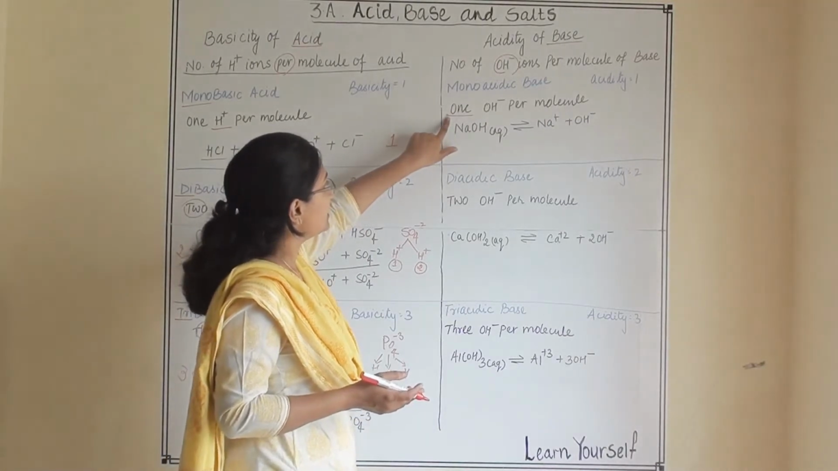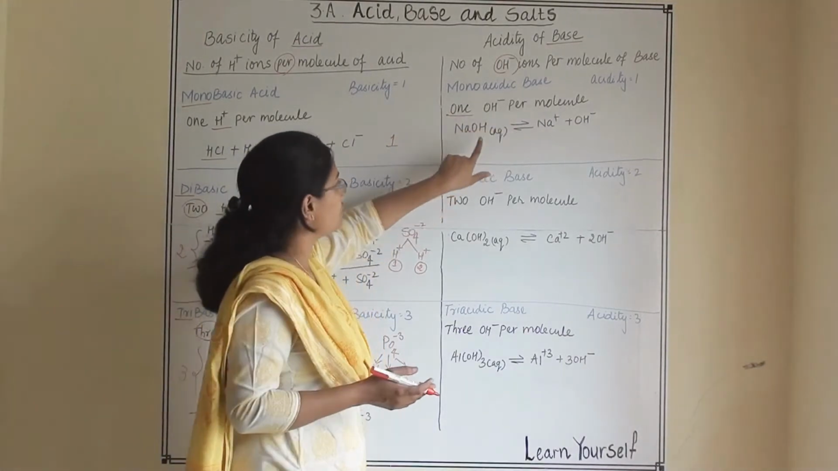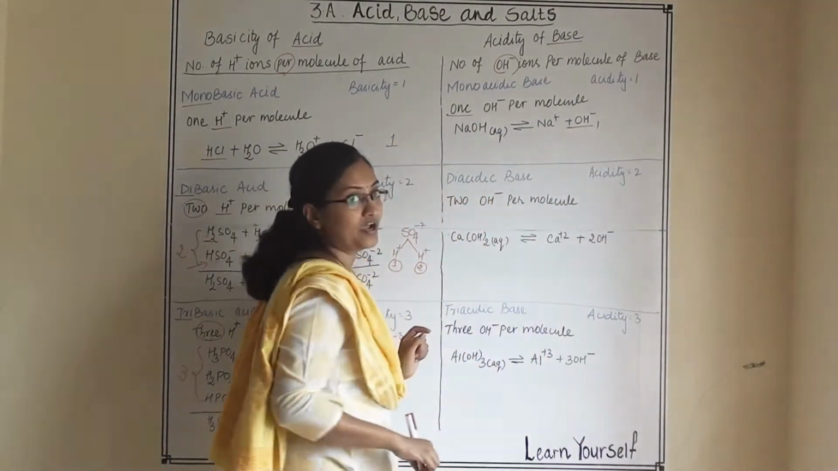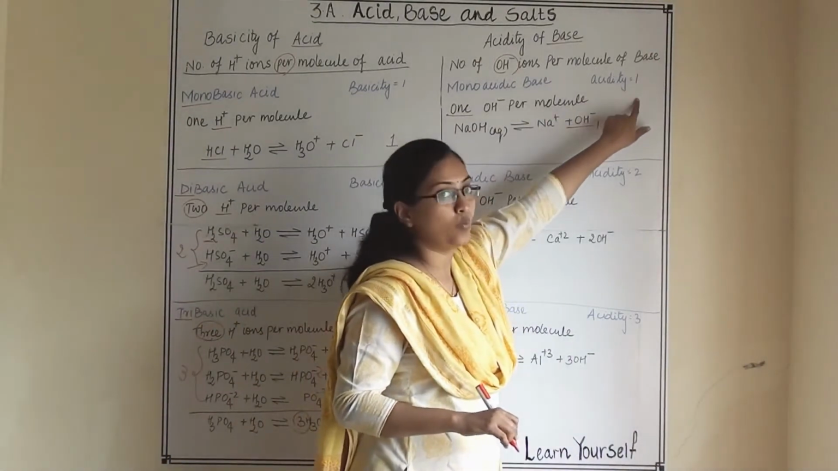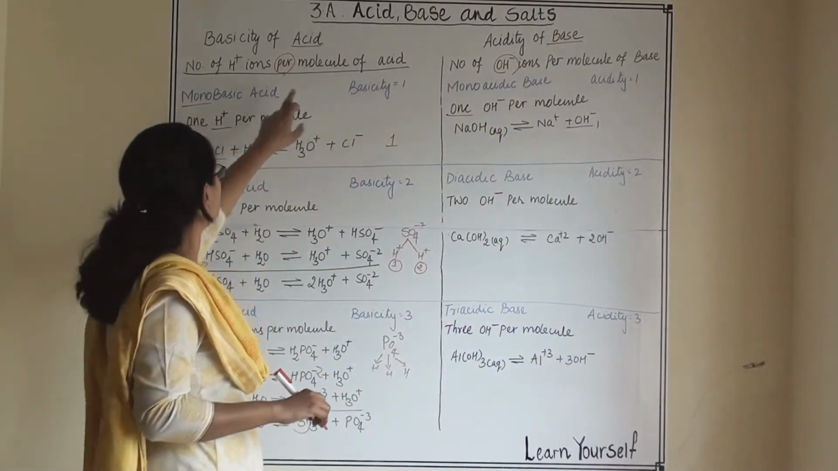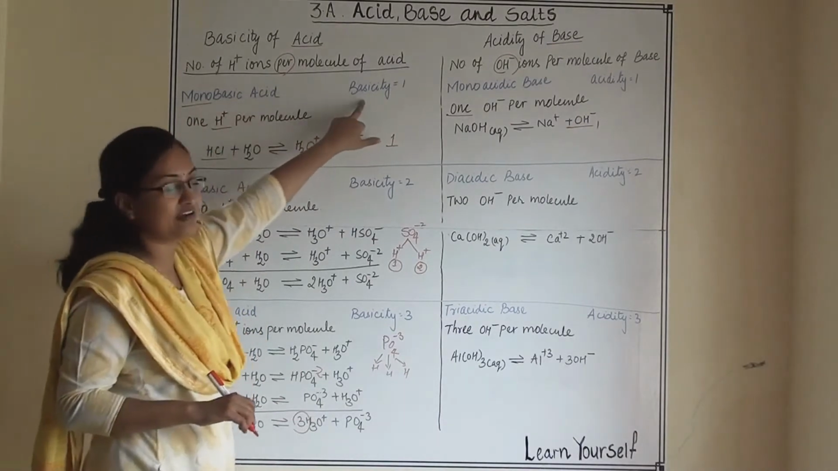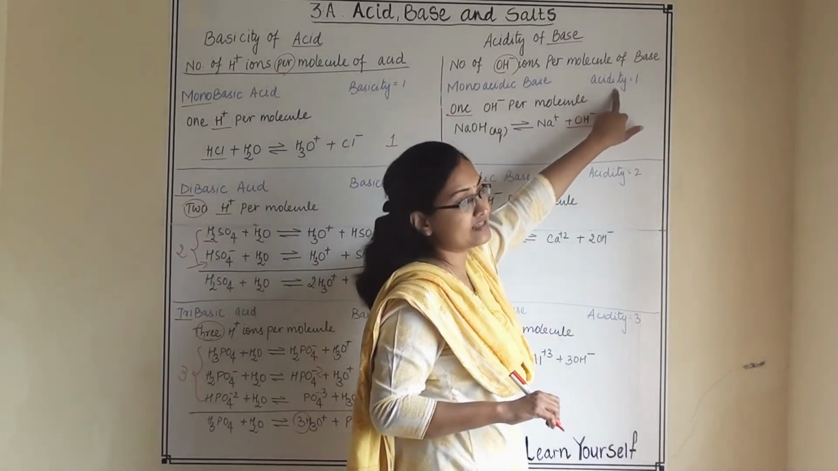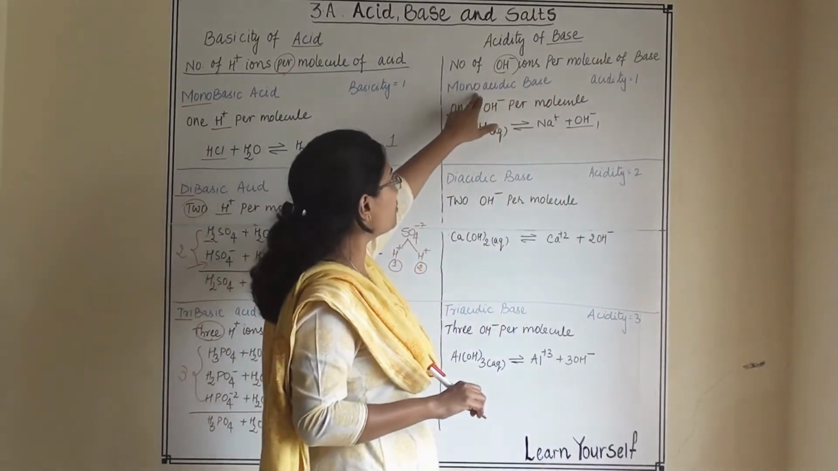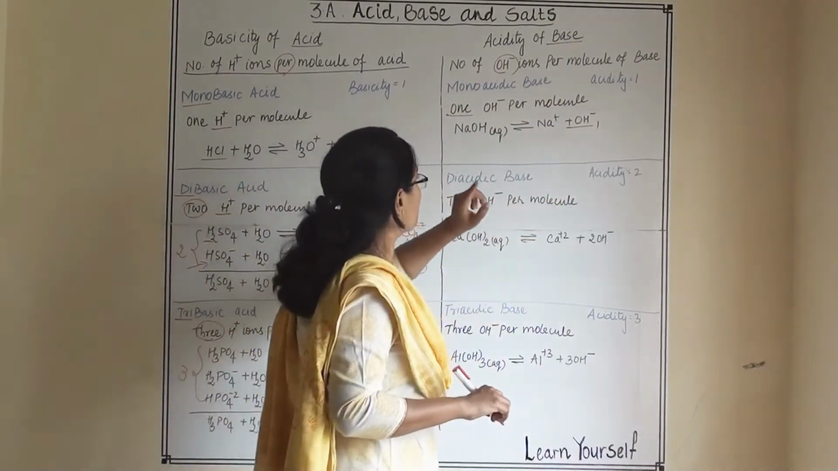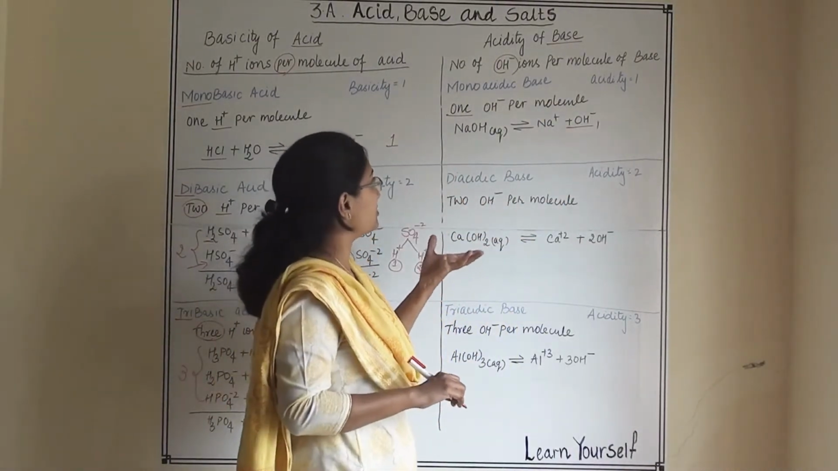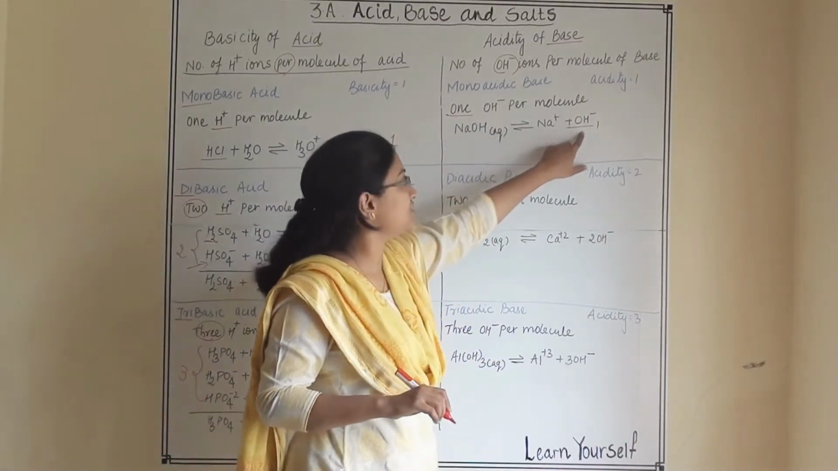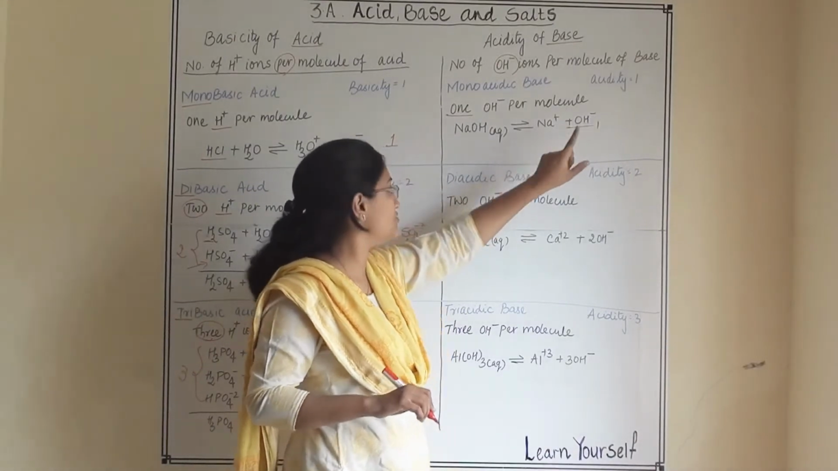It gives 1 OH minus per molecule. So NaOH, sodium hydroxide, will dissociate and give 1 hydroxyl ion, and the acidity is 1. Here we wrote basicity because it is a monobasic acid. Here it is a monoacidic base, so we are writing acidity. So the acidity of a monoacidic base is 1. For example, if they ask a question, what is the acidity of NaOH, then you have to write 1 because it generates 1 hydroxyl ion on dissociation.